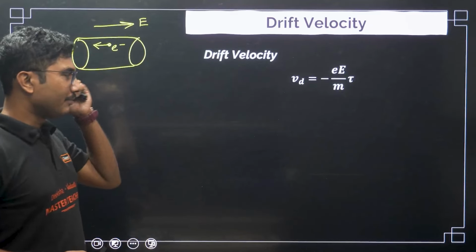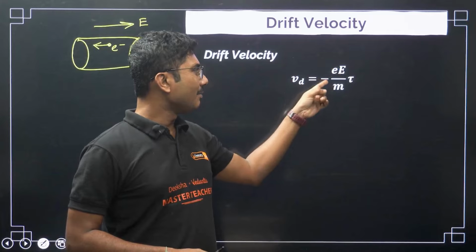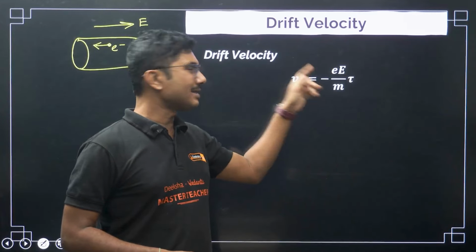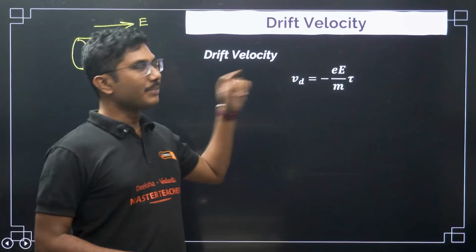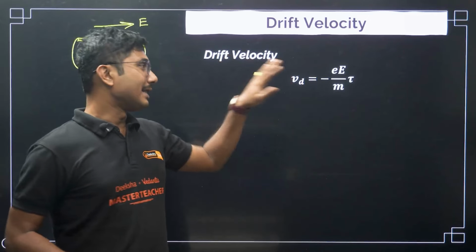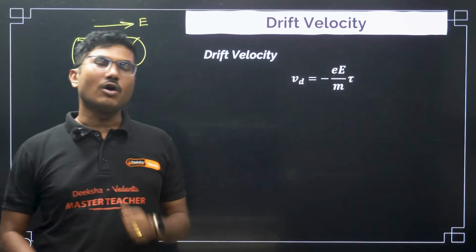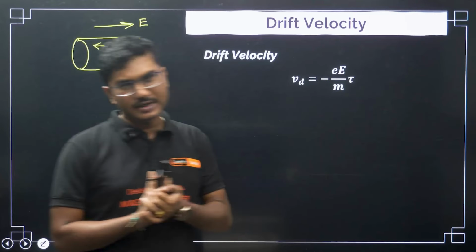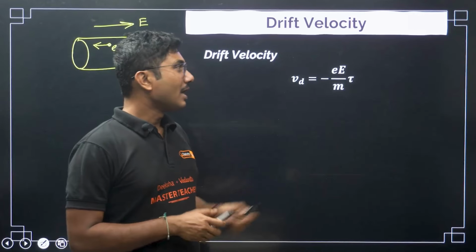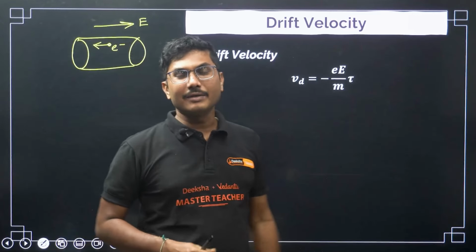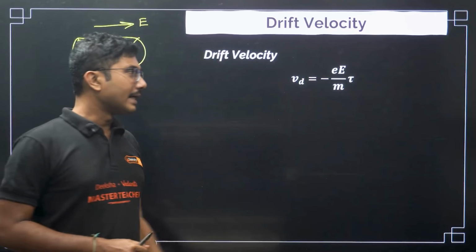The expression for drift velocity is given by Vd = -eE/m into tau. Why is this minus? Because the charge of an electron is negative. The negative sign represents that the directions of drift velocity and the electric field are opposite. Velocity is a vector quantity, electric field is also a vector quantity. So this negative sign represents that if the electric field is on the right, then drift velocity is on the left. That is the significance of this negative sign.